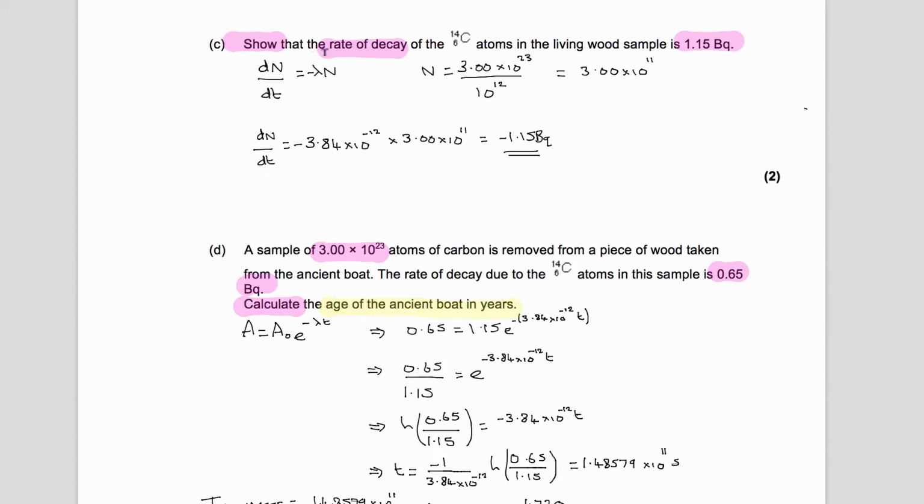In part C, we're then asked to show, so this is one of those things where we basically have to come up with this number. We have to show that the rate of decay of these carbon-14 atoms in the living wood is 1.15 becquerel. In other words, we have to use this equation here. This is the only equation that we can use in order to calculate the rate of decay. Now the exam board sometimes include the minus sign, sometimes they don't. I have it here, but if you do include the minus sign, it doesn't matter, it's absolutely fine.